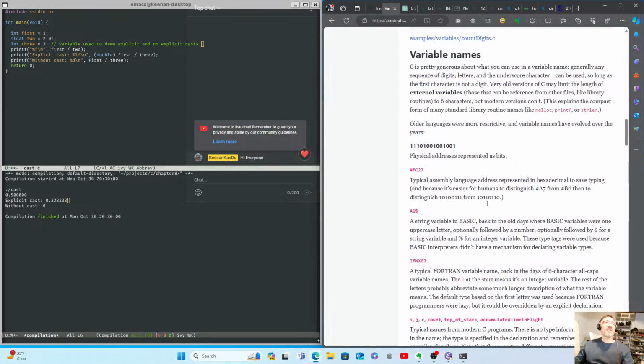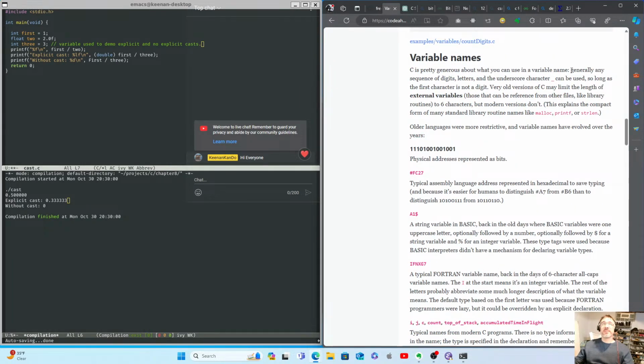Variable names. C is pretty generous about what you can use in variable names. Generally, any sequence of digits, letters, and the underscore character can be used, so long as the first character is not a digit. Very old versions of C may limit the length of external variables, those that can be referenced from other files, like library routines, to 6 characters, but modern versions don't do that. This explains the compact form of many standard library routine names, like malloc, printf, or strlen. That makes sense, because you have 6 characters on each one of these.